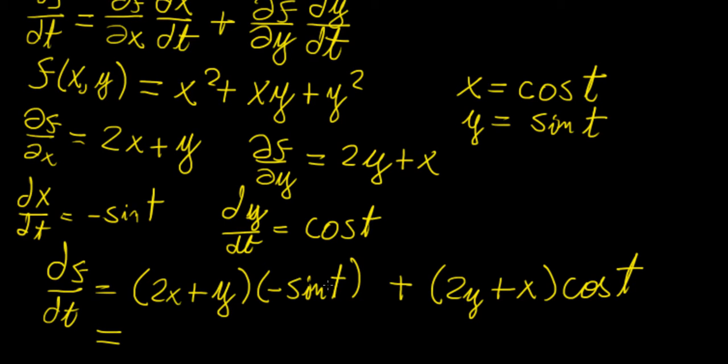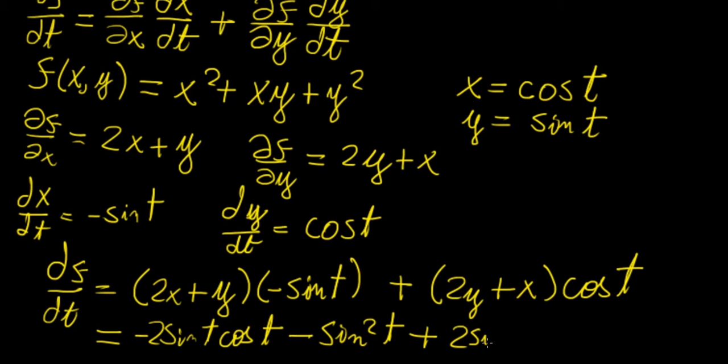And now, since we're talking about the t variable in here, we can substitute the expressions for x and y. So this would give us the following: minus 2 sine t cosine of t, because this is 2 cosine times this, and then we're going to have minus sine squared t, and on this side we're going to have plus 2 sine t cos t plus cosine squared t. And you can see that these two terms are going to cancel out.